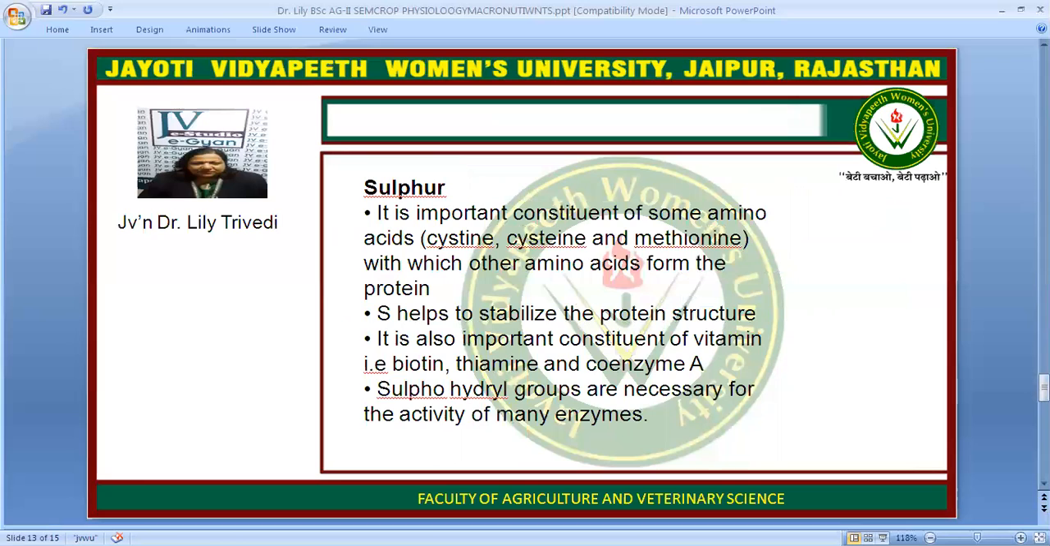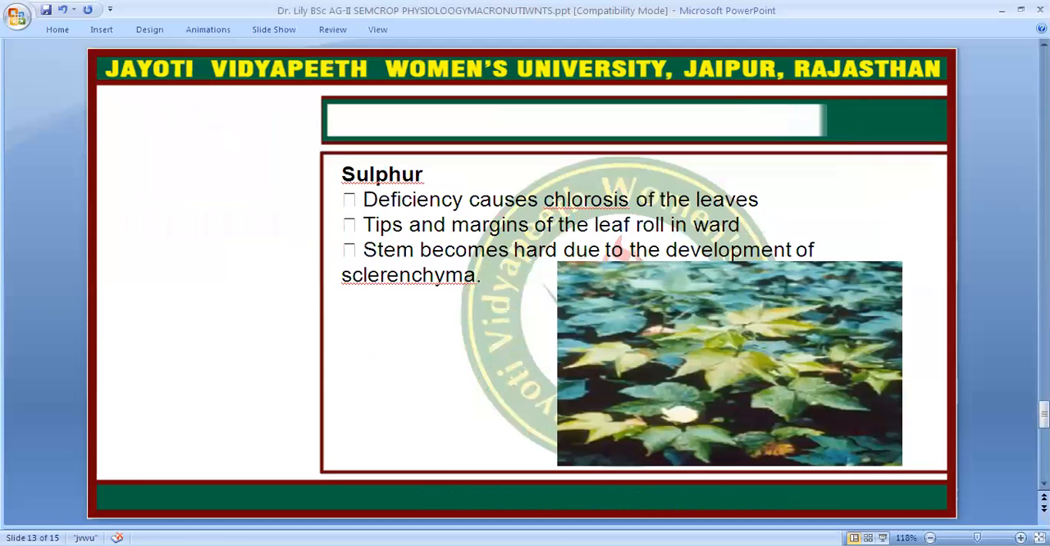Sulfur is also an important constituent of amino acids. Some amino acids like cysteine, methionine, and other amino acids which form the protein. It stabilizes the protein structure and is an important constituent of vitamins like coenzyme A, thiamine, and biotin. Sulfhydryl groups are necessary for the activity of many enzymes.